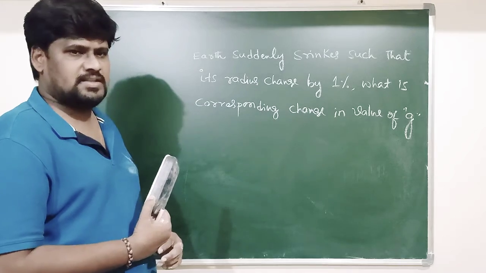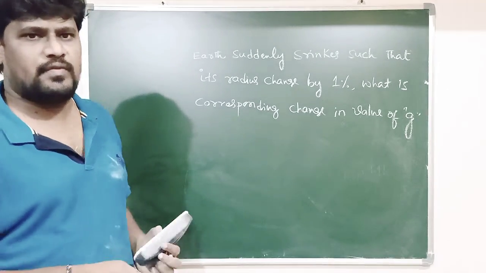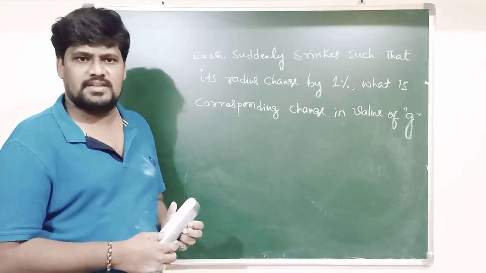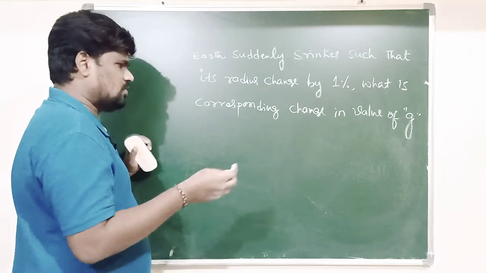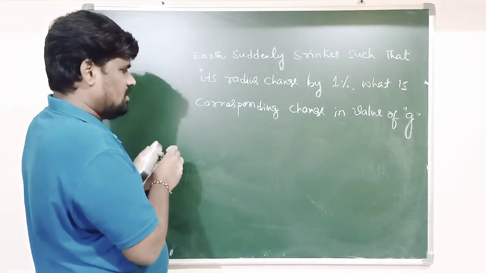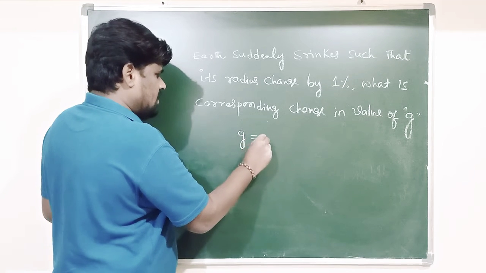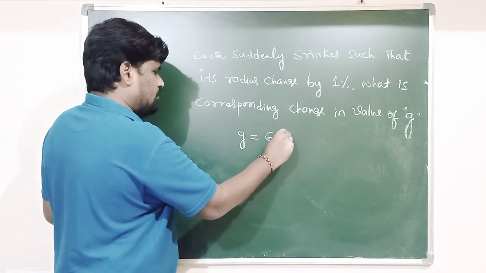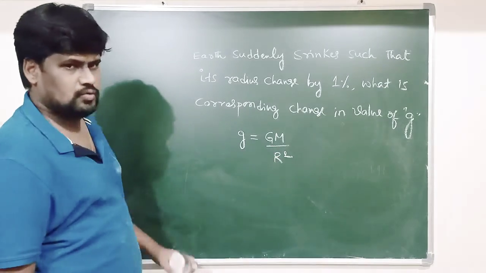If the radius changes by 1%, what is the corresponding change in the value of acceleration due to gravity? By what percent can the acceleration due to gravity change? That can be easily identified here. So what is the formula to calculate the acceleration due to gravity? The acceleration due to gravity for any planet is calculated by using the formula g is equals to what?